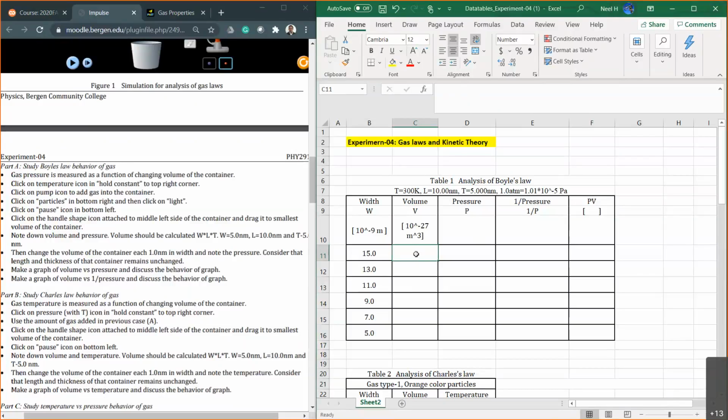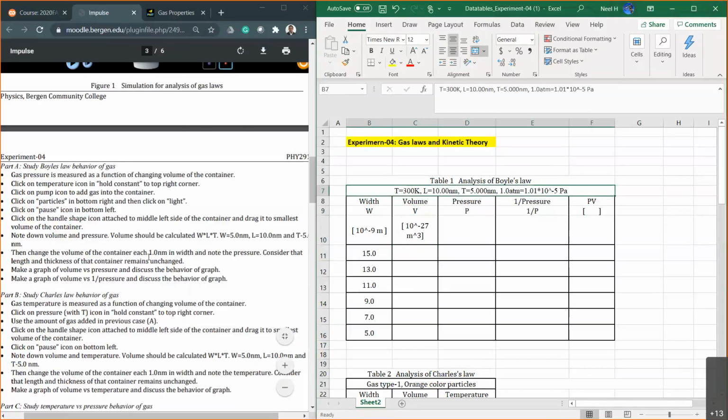Okay. And also you can add a little bit more information here. For example, length and thickness we keep constant, so those actual numbers you can see here, okay? Length and thickness we keep constant, and the starting pressure, atmospheric pressure, and the starting temperature, we can fix that at about 300 K.